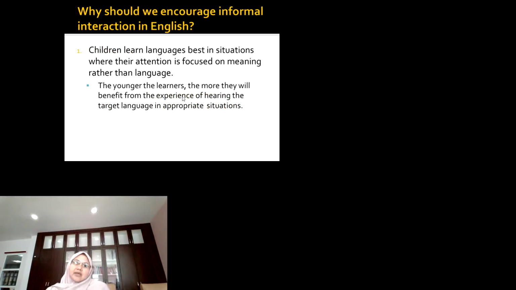And as I said before, oral language precedes written and reading. This is why it is very important for us to encourage informal interaction in English. This is the main reason why children learn languages best in situations where the focus is on meaning rather than language. This is when I say focus on the big thing first: what are they trying to express, rather than the language form, the grammatical aspect. So that is less important because they need to have the confidence of using English or a second language.